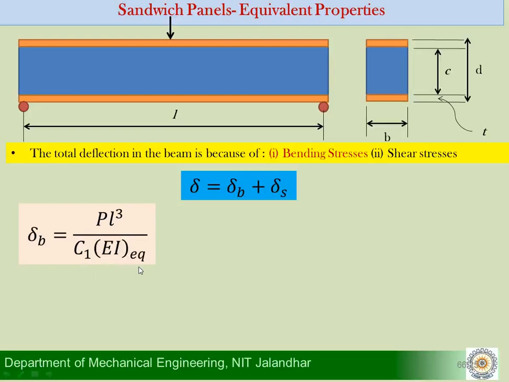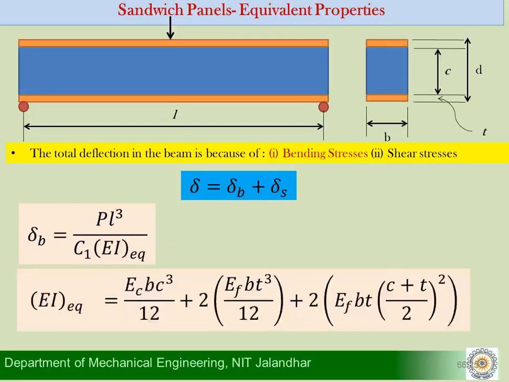In our next steps, we will try to find out what is the value of EI equivalent, that is, the equivalent bending stiffness, and then we will see how it helps us in further analyzing this topic. So when I talk about EI equivalent, what is that? EI equivalent happens to be the equivalent flexural rigidity of the sandwich panel, or a sandwich beam, and it is composed of these three terms. So what are these three terms?